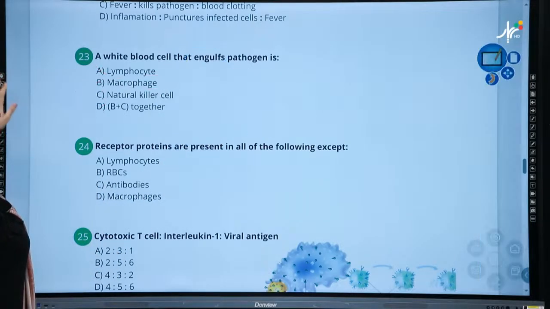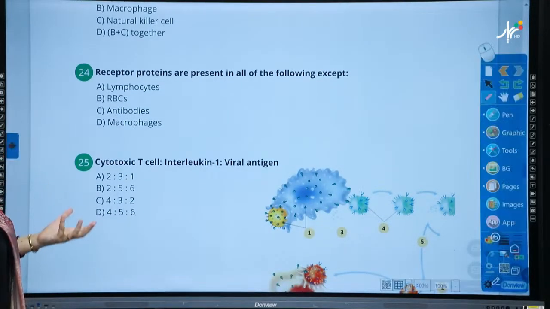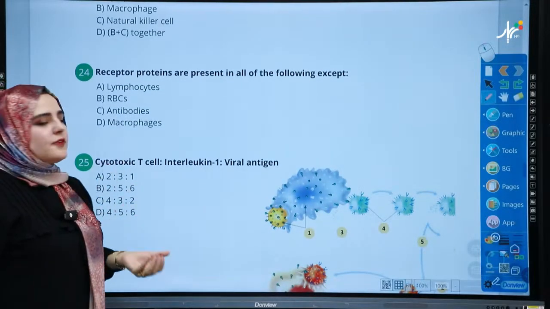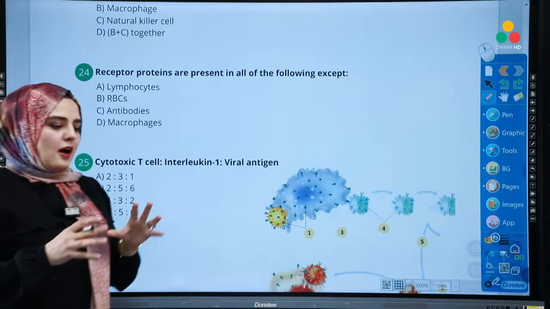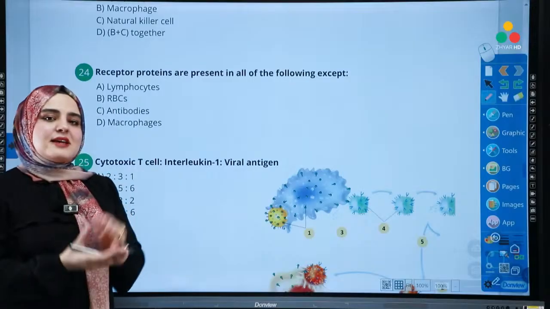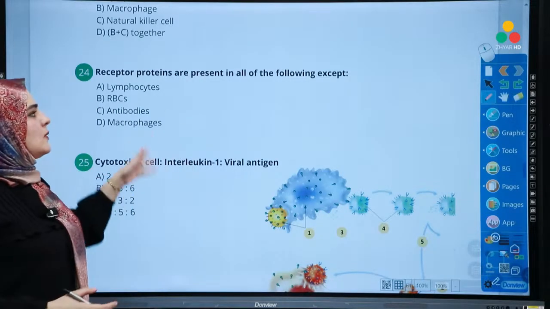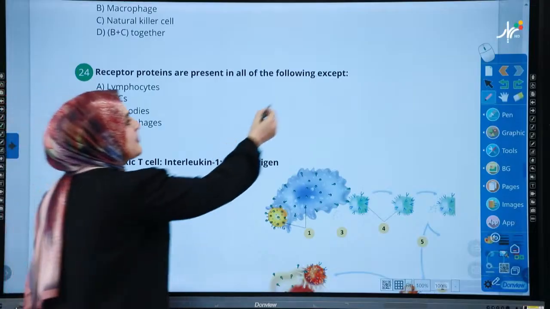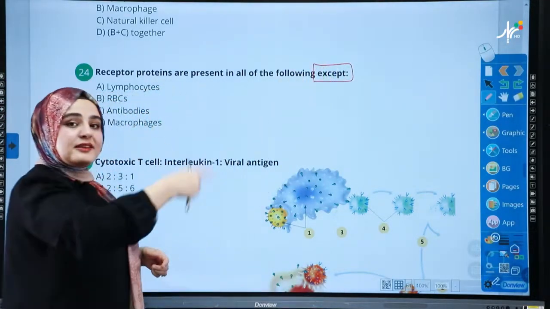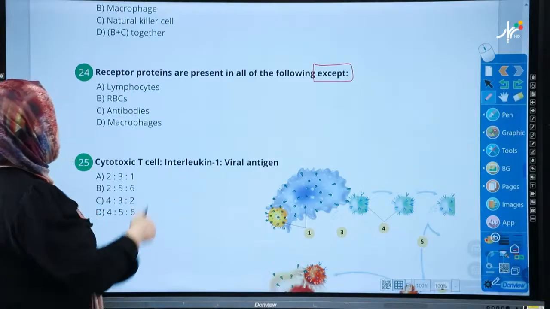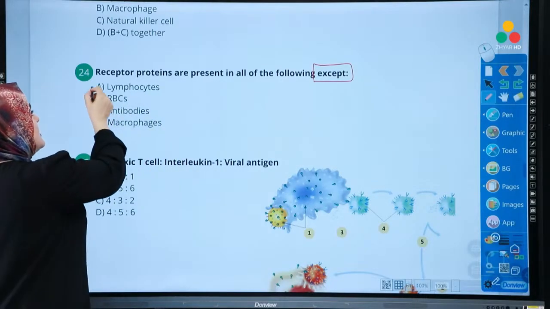Okay, as for question 24, receptor proteins are present in all of the following except. Receptor proteins, if you remember, are proteins that can attach to the antigen and recognize them. So which one of the following doesn't have it? It says except. It didn't say no, but it said except. See, here you need language. We need English a lot for biology.